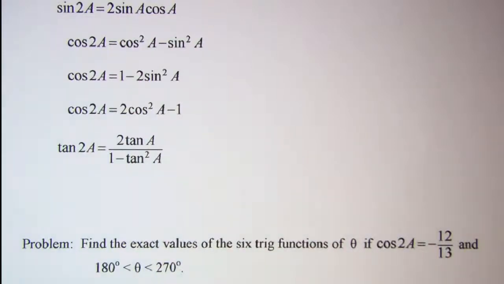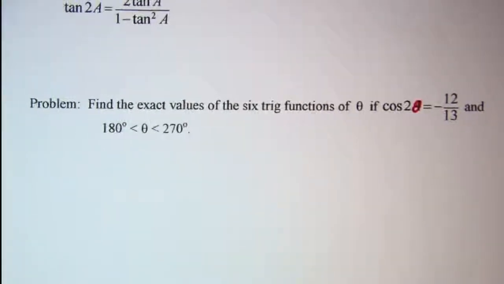The problem that we'll be doing is to find the exact values of the 6 trig functions of theta. If cosine 2 theta is a negative 12 over 13, and theta is between 180 degrees and 270 degrees.